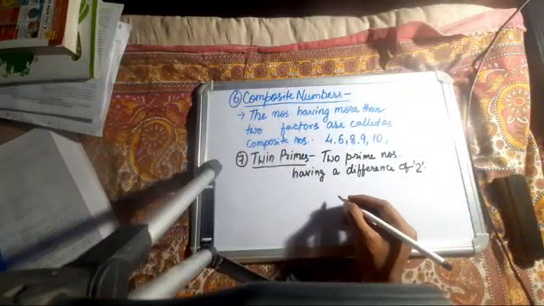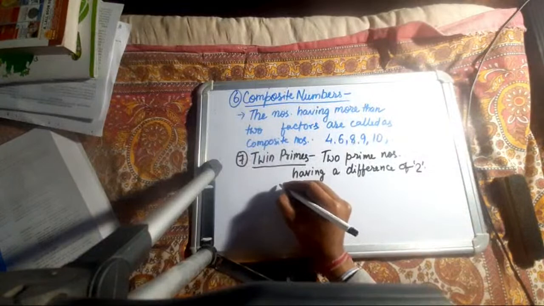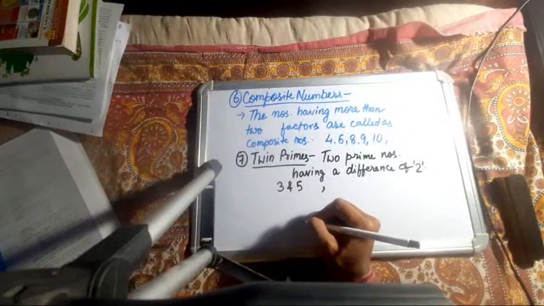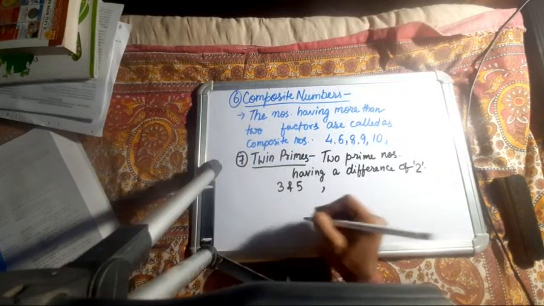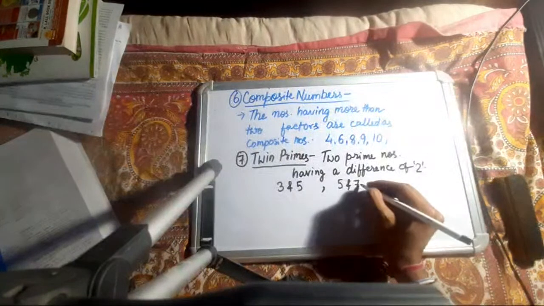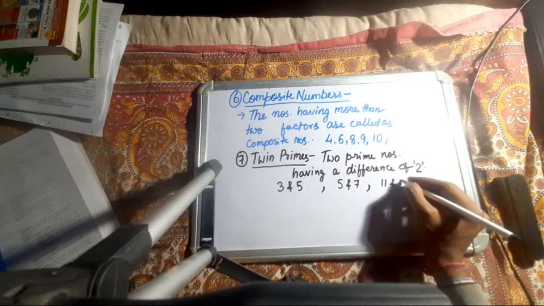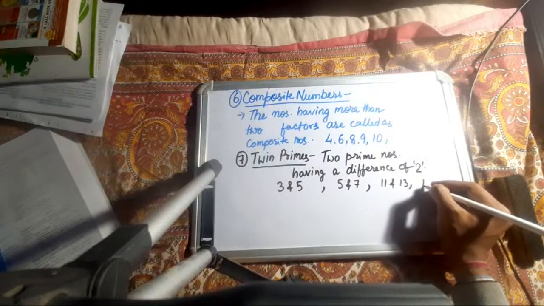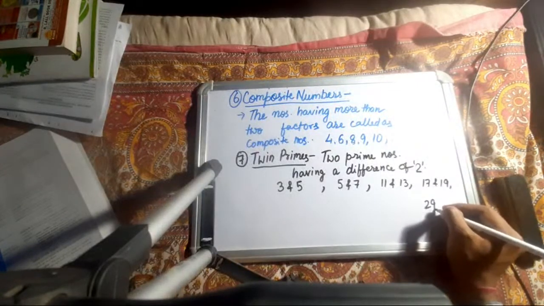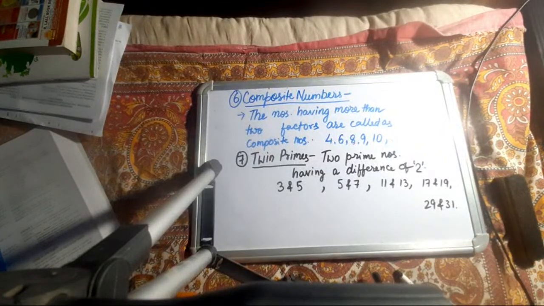And simply put, if we subtract, we will get 2. For example, 3 and 5. If we subtract 3 from 5, then we will get 2. Similarly 5 and 7. Then 11 and 13. Then 17 and 19. Then 29 and 31. These are a few sets of twin prime numbers.